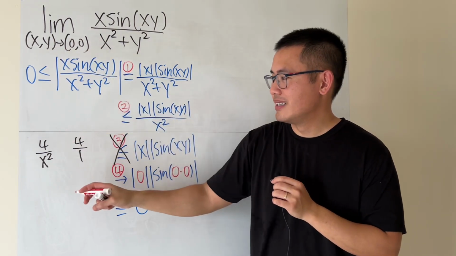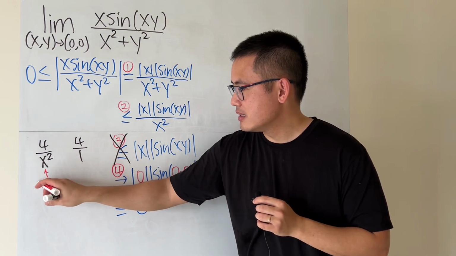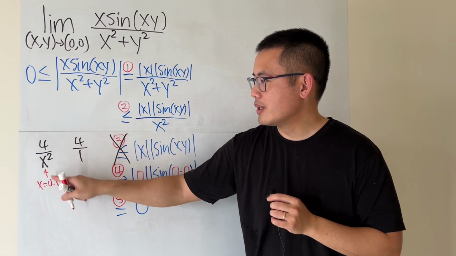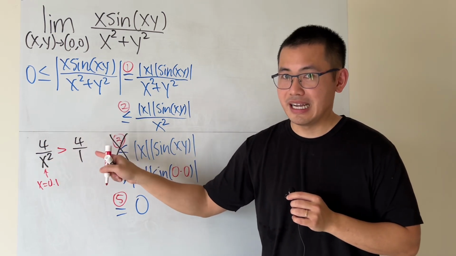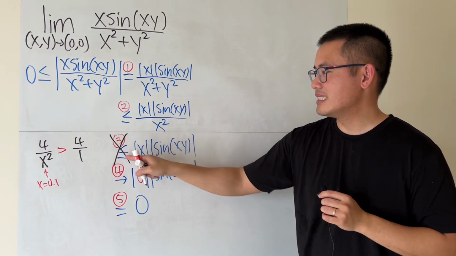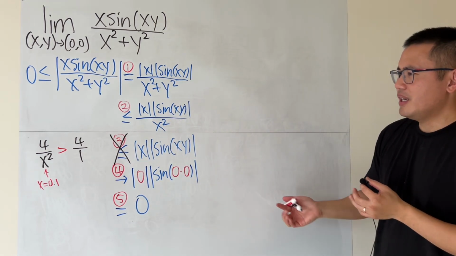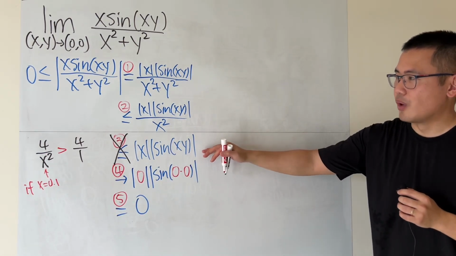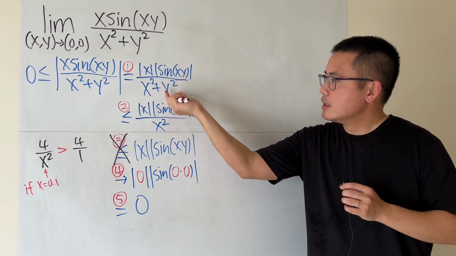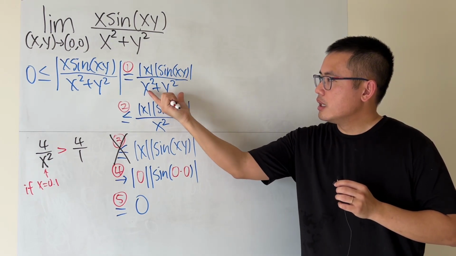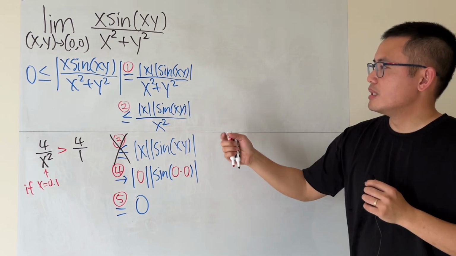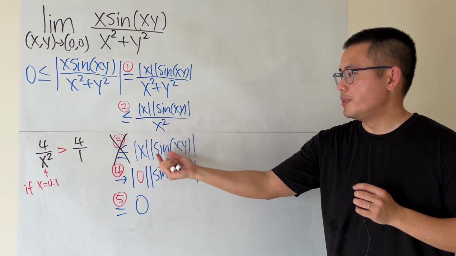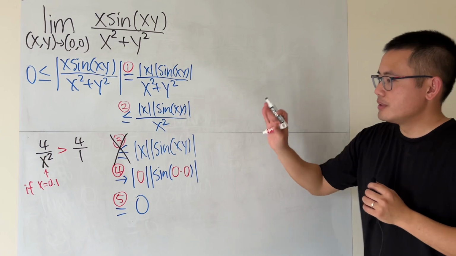x is approaching 0. In fact, imagine if x is 0.1, then in that case, 4 divided by 0.1 squared is in fact bigger than that, right? So we cannot say this is less than or equal to that. So this step is wrong, but this step is okay, because when we have plus y squared, this denominator is for sure bigger than that denominator. But x squared is not necessarily bigger than 1. That's the point. All right, so this is bad.